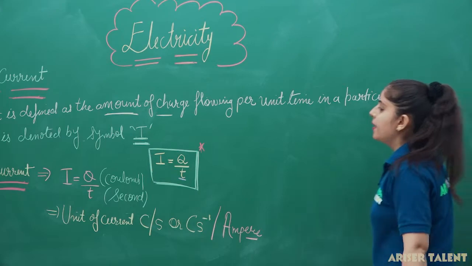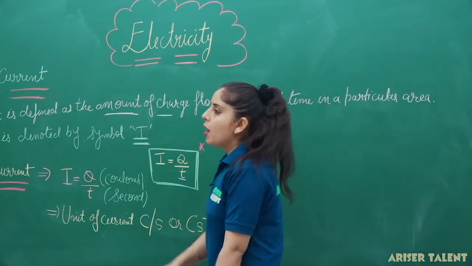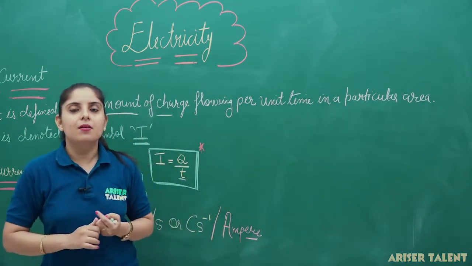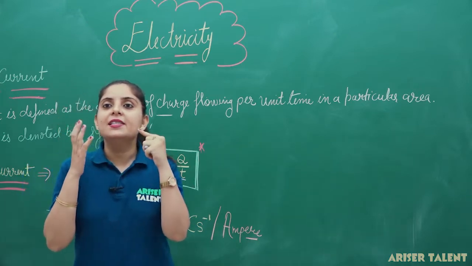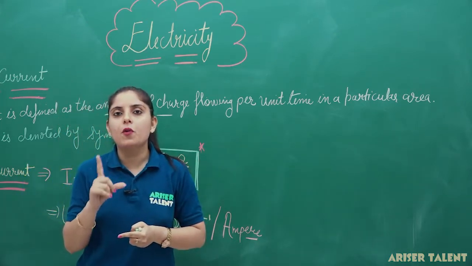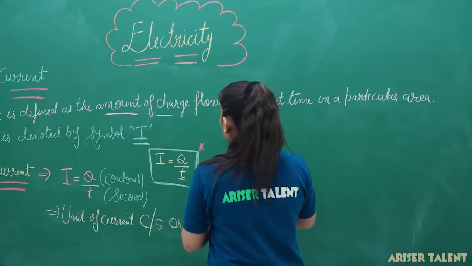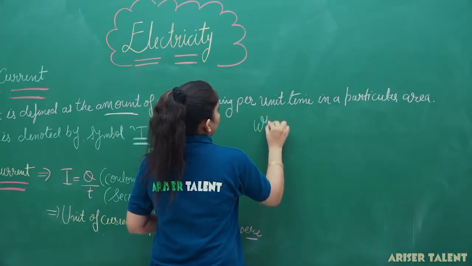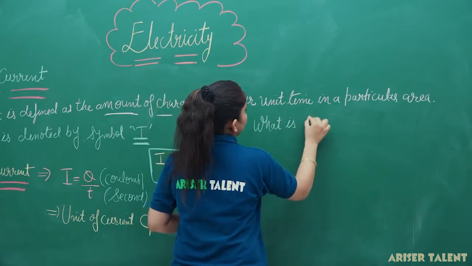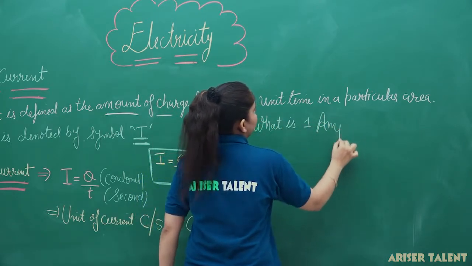किसी भी सिस्टम में जो यूनिट ऑफ करंट होगा वो 1 एम्पियर कब कहलाएगा? हम कब कह सकते हैं कि किसी भी कंडक्टर में जो करंट फ्लो हो रहा है वो 1 एम्पियर है? So what is 1 ampere current?